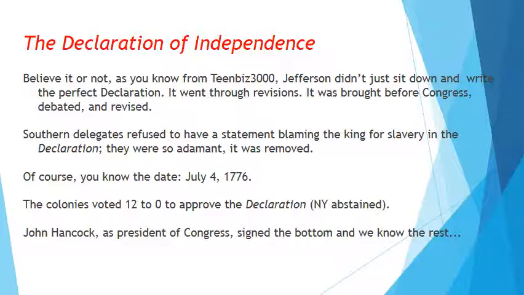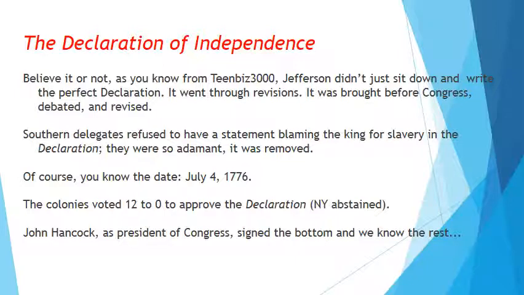You know the date, July 4, 1776. The colonies voted 12-0 to approve the Declaration. New York abstained. They refused to vote. John Hancock, as President of Congress, remember John Hancock, the famed smuggler, signed the bottom, and we know the rest.